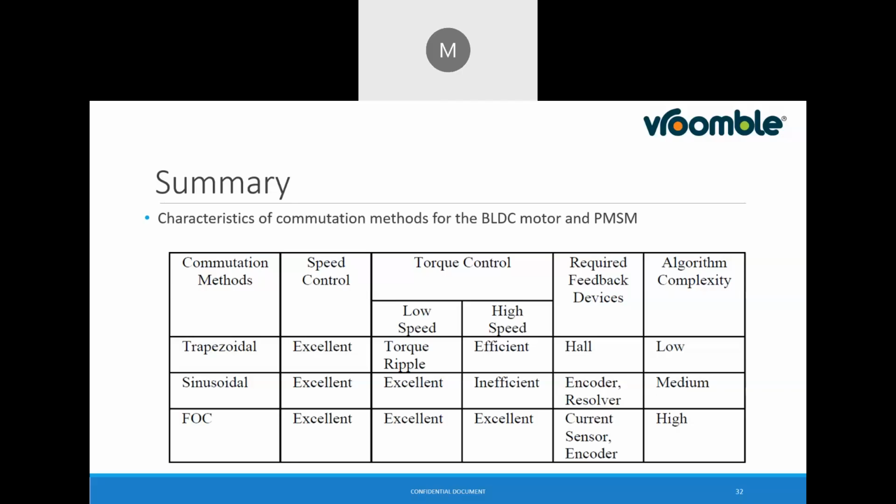And it does not need a very complex algorithm, and you can use a Hall sensor for the feedback. But at the same time, the sinusoidal control system is excellent in torque control, but inefficient in high speed control, and you need an encoder or resolver to sense the position and the speed, right? At the same time, FOC is excellent in terms of both high speed and low speed, but it needs costlier devices for the feedback system, current sensors and encoders, and the algorithms required are also very complex.